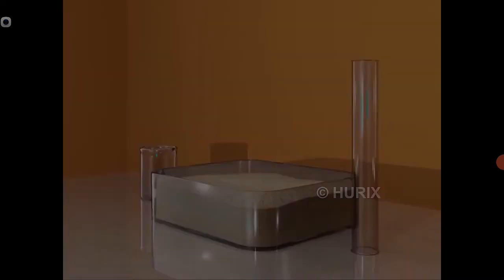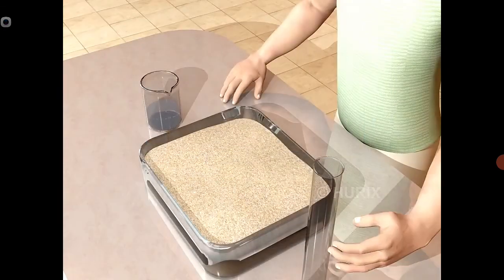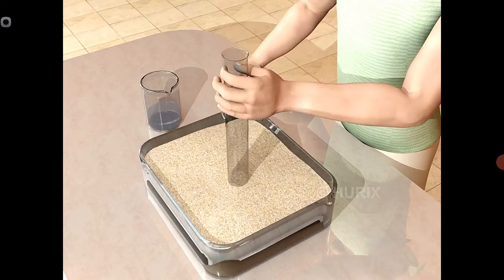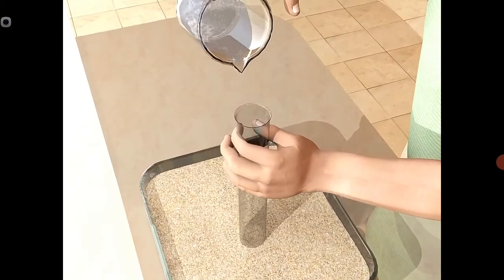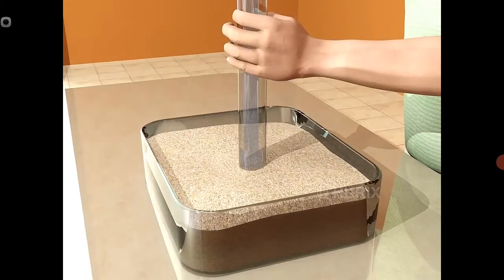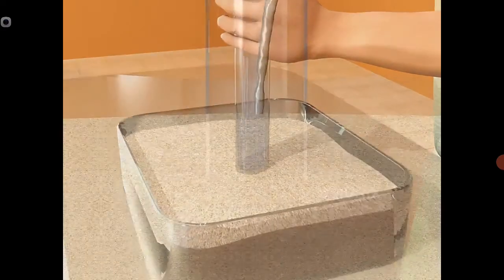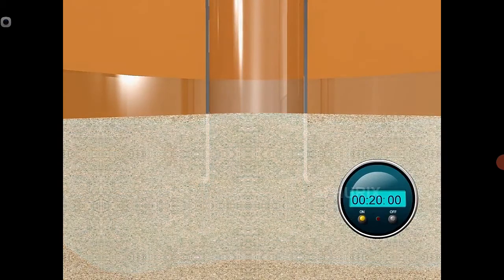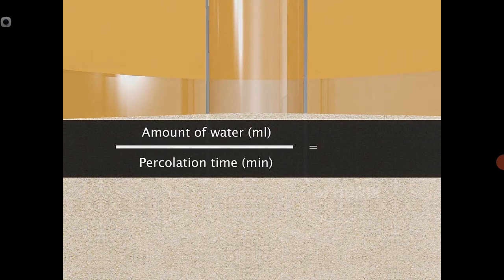Let's observe a small activity. A 20 centimeter long PVC pipe with a 5 centimeter diameter is vertically placed in the soil. Next, 100 ml of water is carefully poured into the pipe. The time taken for all the water to seep into the soil is noted. On dividing the amount of water by the time taken for all the water to seep in, we get the percolation rate of the soil.